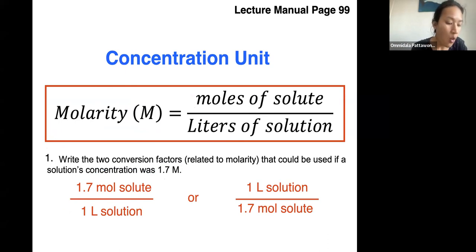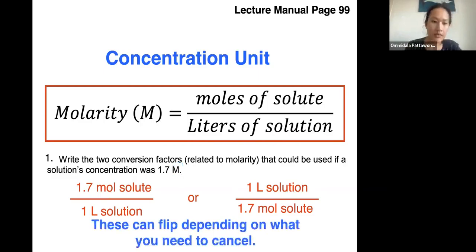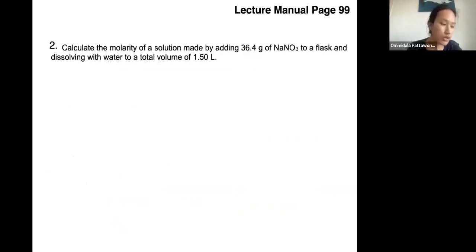So it means that 1 liter of the solution contains 1.7 moles of solute. It means that way as well. It depends on what you want to cancel. So this is really important. Jot this down and highlight this, right? Whenever you see the molar unit, you need to know that it contains two units, which is moles per liter.